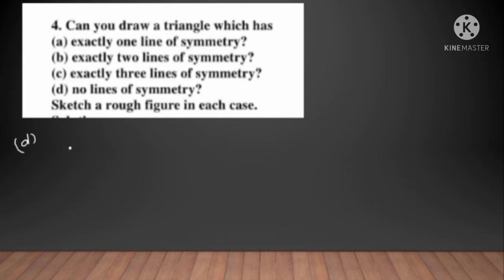Next, fourth subdivision, no lines of symmetry. Then what will be the triangle? It is a scalene triangle. Yes, we can draw a triangle that is a scalene triangle.